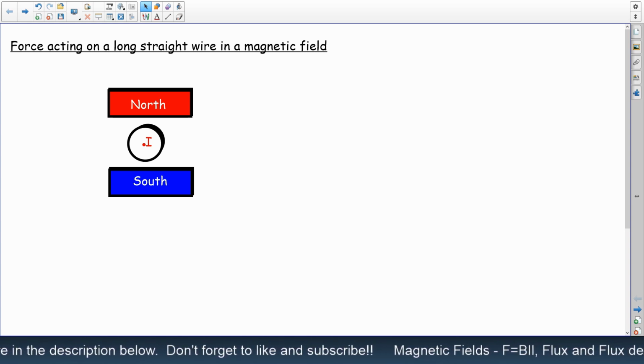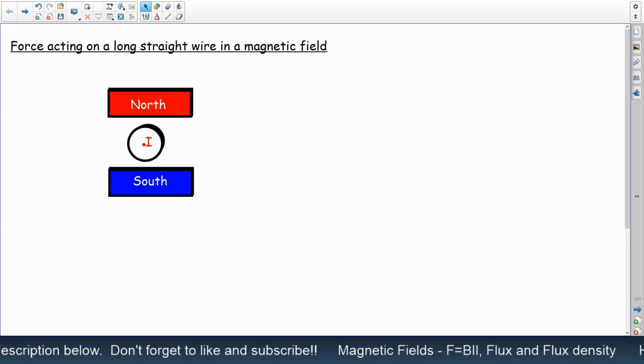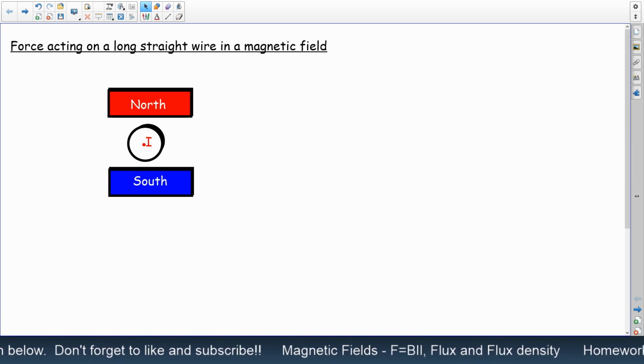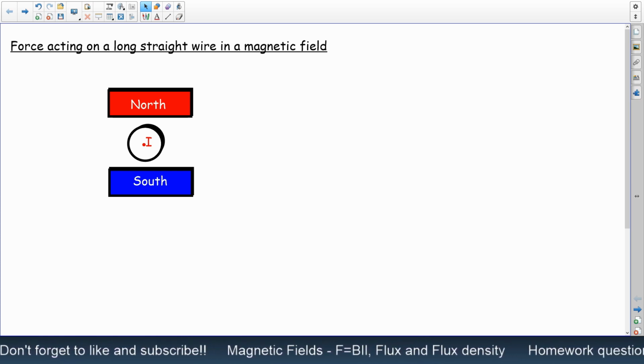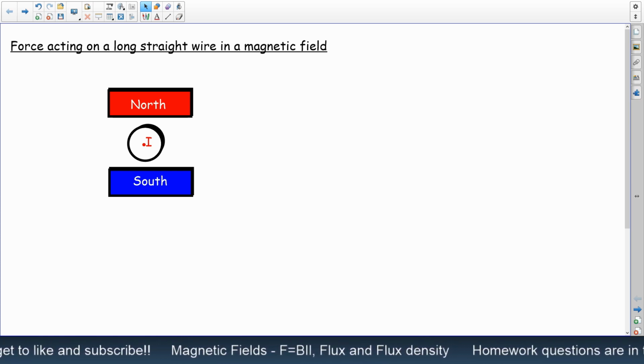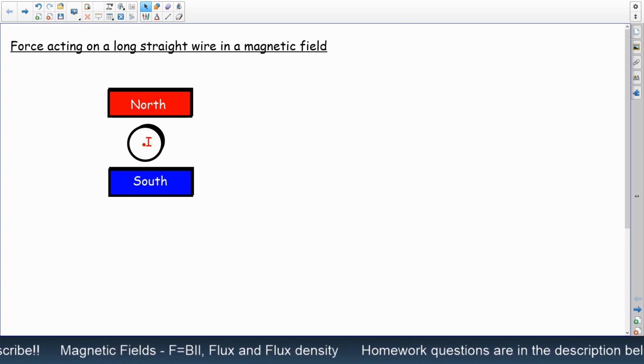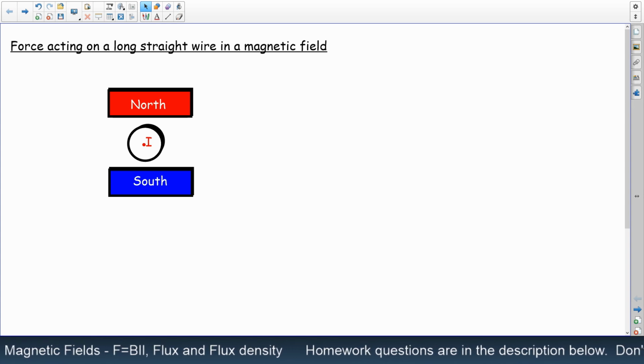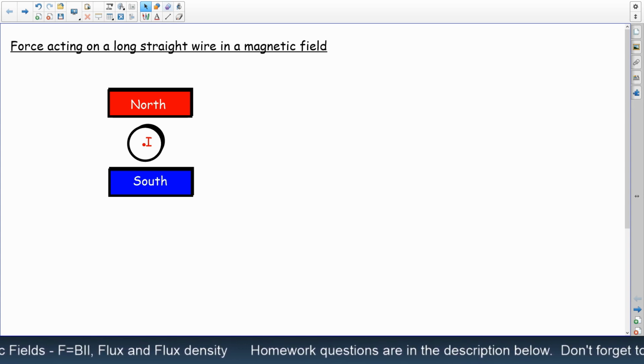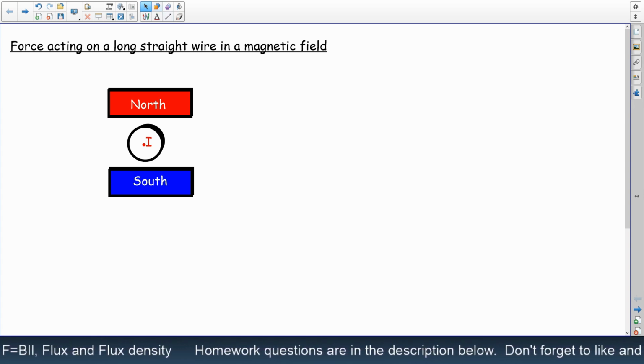We have a wire that's coming out of the page, carrying current out of the page, stuck between a north and a south pole of, say, perhaps a horseshoe magnet. Now, before we get started, let's have a little bit of a diagram convention. This says I here for current, and there's a little dot. And that is because we're having to think in 3 dimensions here.